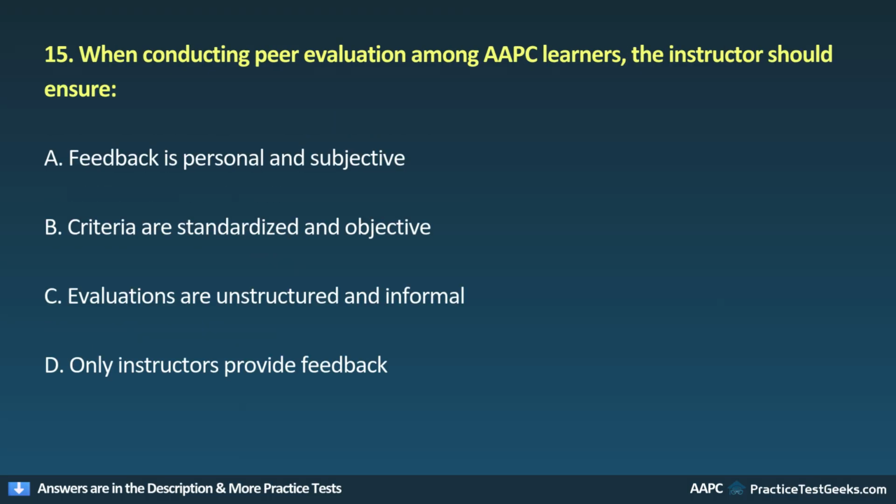15. When conducting peer evaluation among AAPC learners, the instructor should ensure A. Feedback is personal and subjective. B. Criteria are standardized and objective. C. Evaluations are unstructured and informal. D. Only instructors provide feedback.